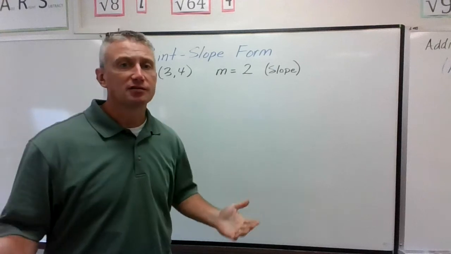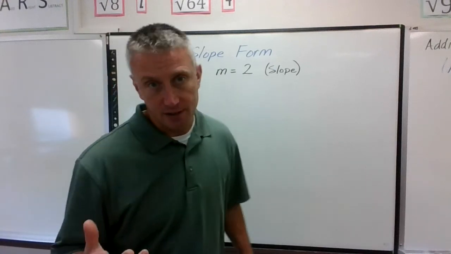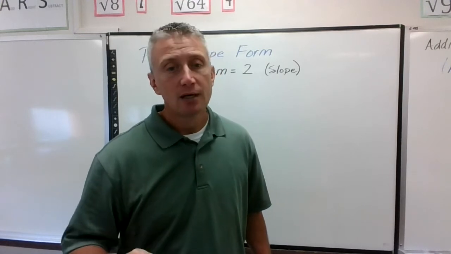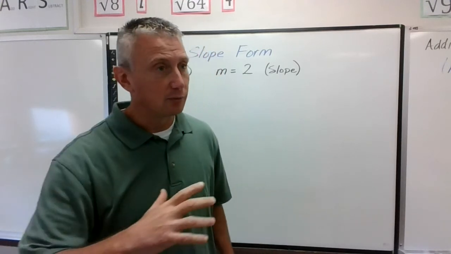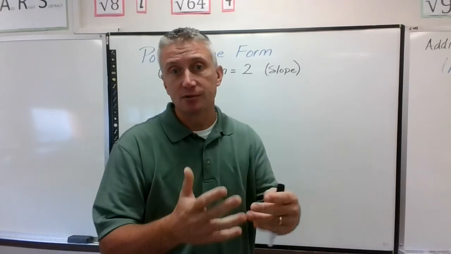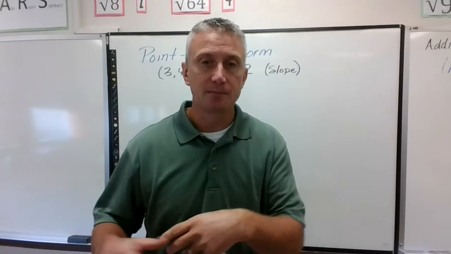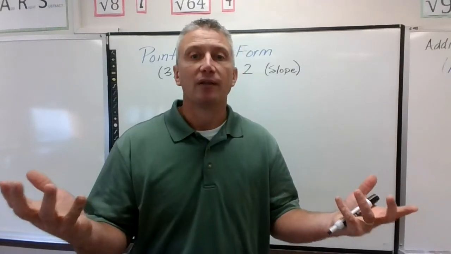So this is point slope form. This is the second linear equation that we have to learn. The first one was y equals mx plus b, which was slope intercept form. And the reason it was slope intercept form is because you were given the slope and the y-intercept, and you can figure out what the line is.